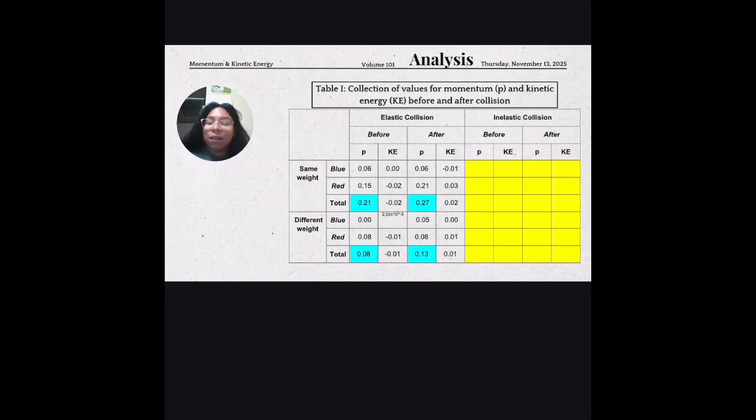And then after the collision, our momentum was 0.05 for our blue car, and it was 0.08 for our red car. So when we totaled those, we got 0.13. And then our kinetic energy after the collision was 0.0 for our blue car. For our red car it was 0.01, and so our total was 0.01.